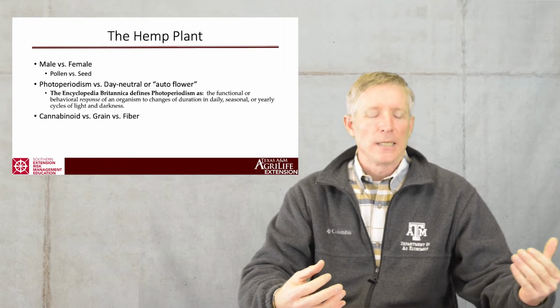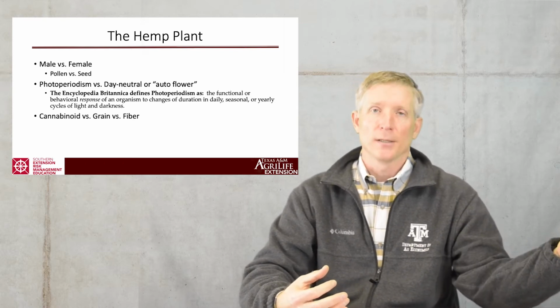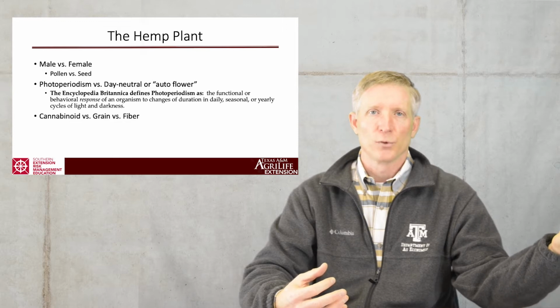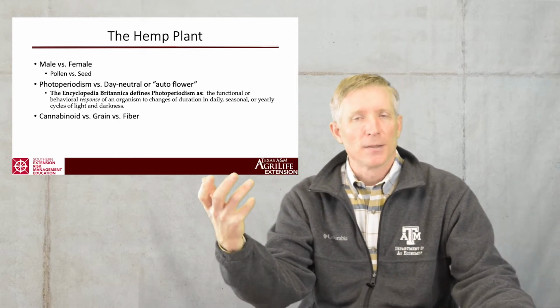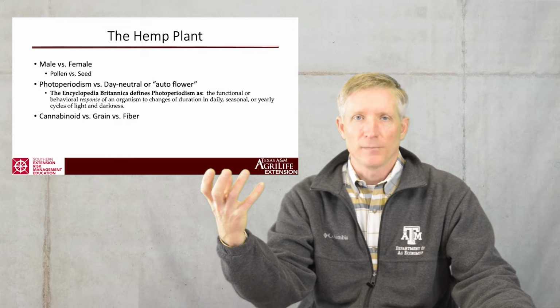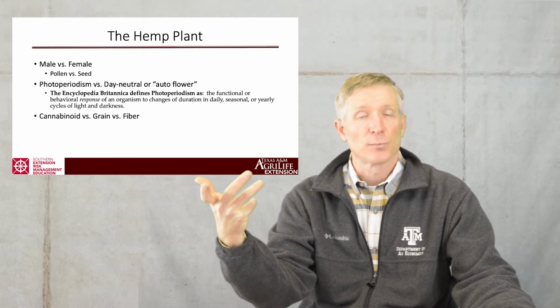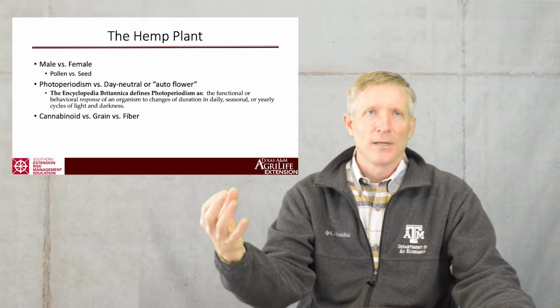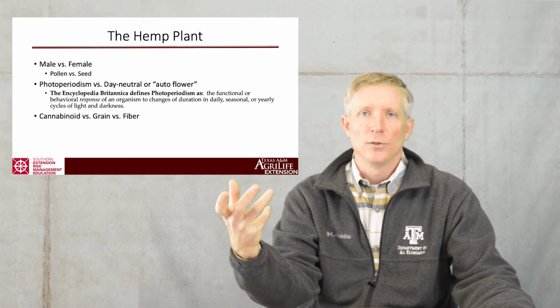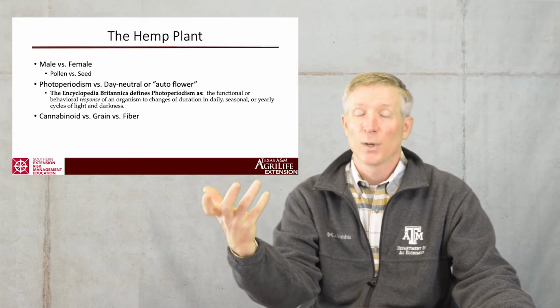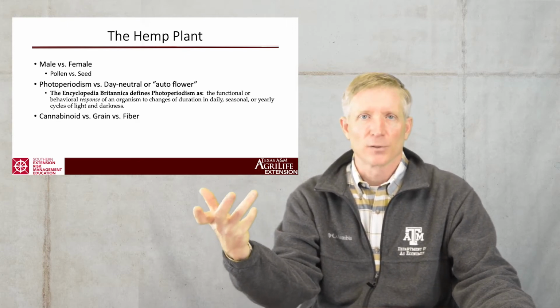So in hemp, the male plants produce the pollen, their flowers produce pollen, and they pollinate the female plants, which have female flowers, and then the female plants produce the seed. Obviously, if you're growing for grain, you need some male plants to produce pollen to pollinate the female plants to produce the seed.